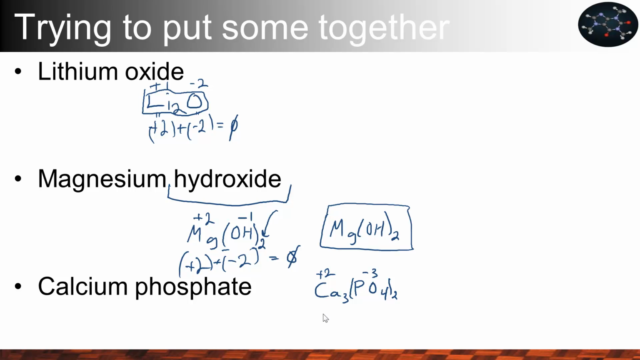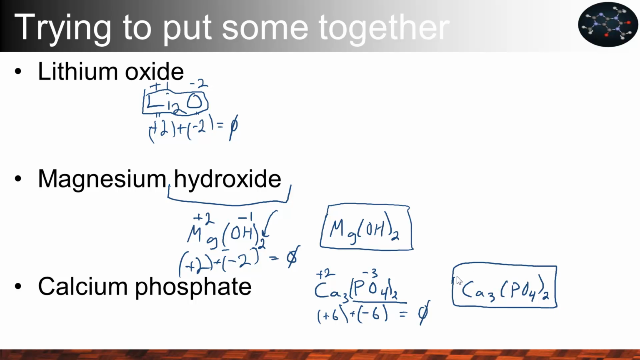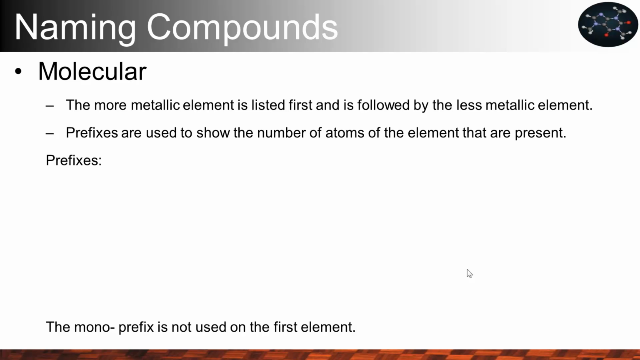3 times 2 gives me a total of +6. -3 times 2 gives me a total of -6 for the phosphates. So +6, -6, 0 total charge. So this ratio of Ca3(PO4)2, the phosphate taken twice, is the chemical formula for calcium phosphate. Alright, we're all over this now.